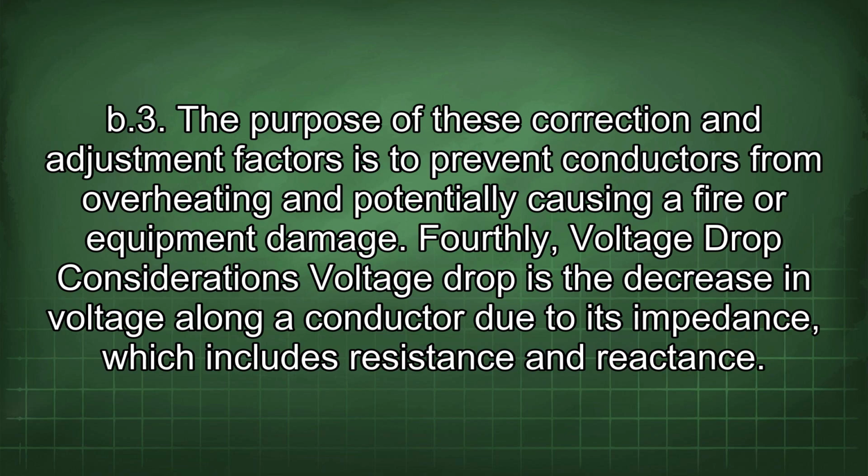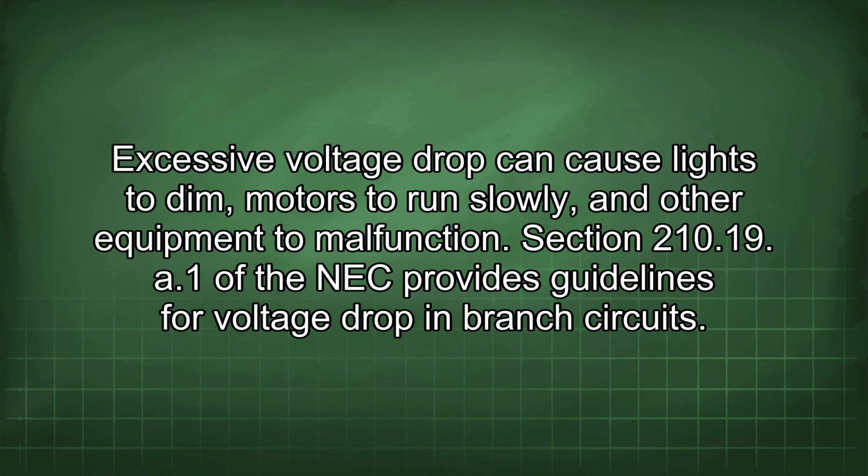Voltage drop is the decrease in voltage along a conductor due to its impedance, which includes resistance and reactance. Excessive voltage drop can cause lights to dim, motors to run slowly, and other equipment to malfunction. Section 210.19(A)(1) of the NEC provides guidelines for voltage drop in branch circuits.